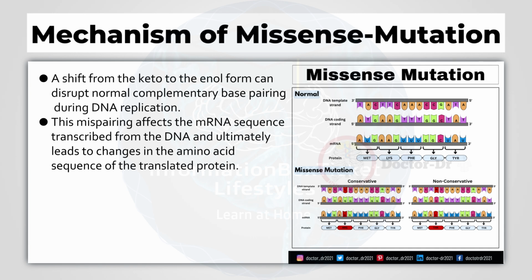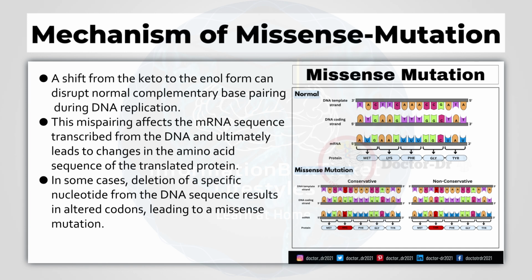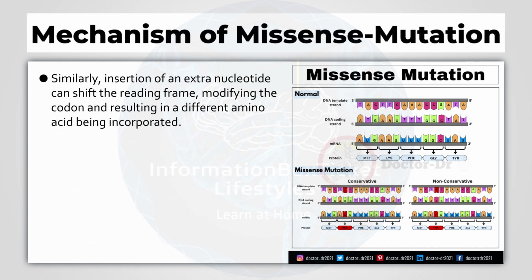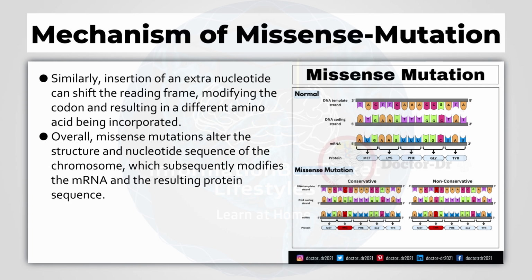In some cases, deletion of a specific nucleotide from the DNA sequence results in altered codons, leading to a missense mutation. Similarly, insertion of an extra nucleotide can shift the reading frame, modifying the codon and resulting in a different amino acid being incorporated. Overall, missense mutations alter the structure and nucleotide sequence of the chromosome, which subsequently modifies the mRNA and the resulting protein sequence.